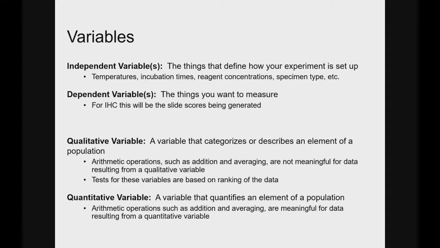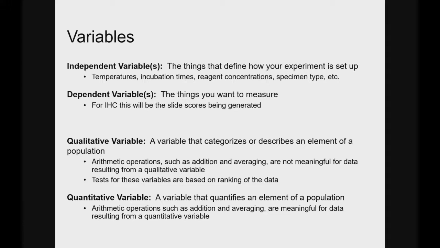Continuing on with variables, these first two are also an extension of what you learned in your algebra class, the idea of independent versus dependent variables. And for us in our experiments, independent variables are the things that define how we set our experiment up. What temperatures are we using? What incubation times are we using? Do we have different reagent concentrations? Are we looking at different specimen types? All of those sorts of things, we call them independent because they're the input to our experiment. They're defining how we set it up.